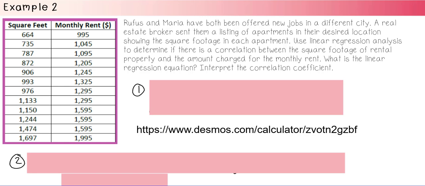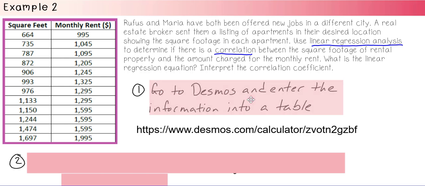So linear regression, remember, is what we used in Desmos to determine if there's a correlation between the square footage of rental property and the amount charged for the monthly rent. What is the linear regression equation? Interpret the correlation coefficient. So the first thing we want to do is take this table here on the left and put it into Desmos as a table.